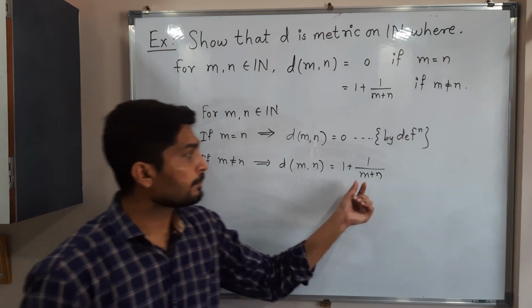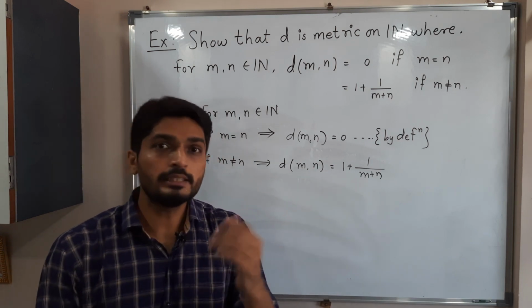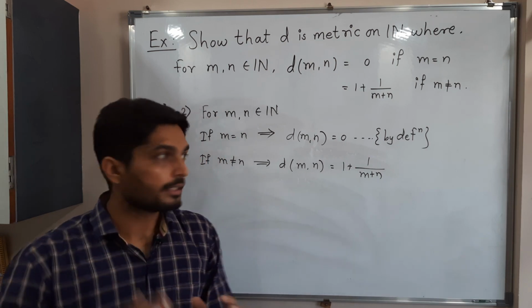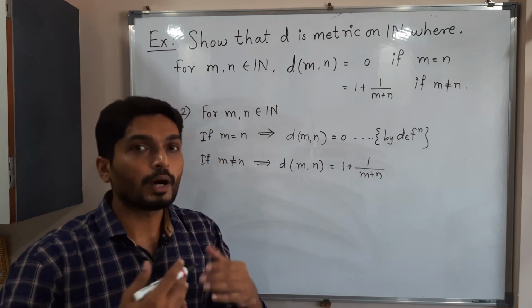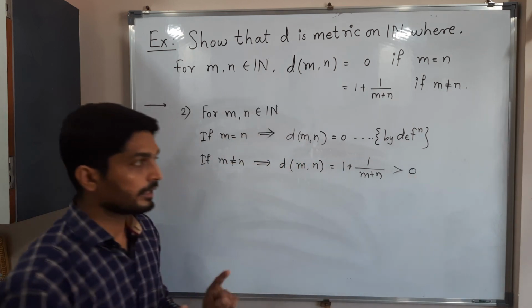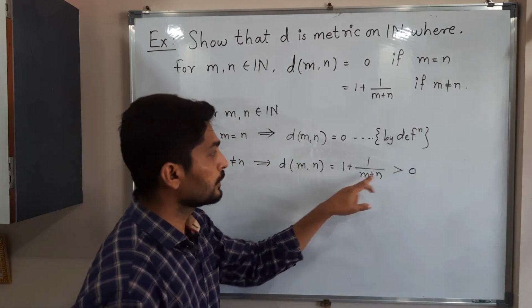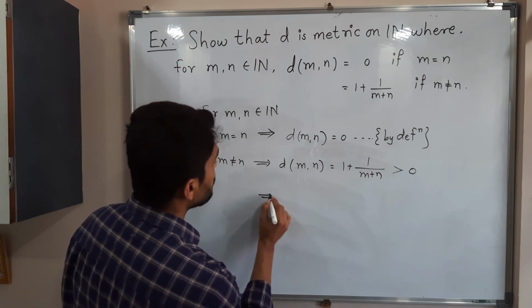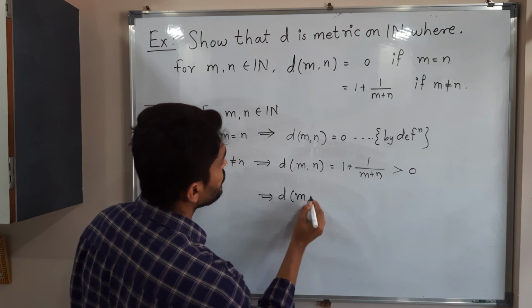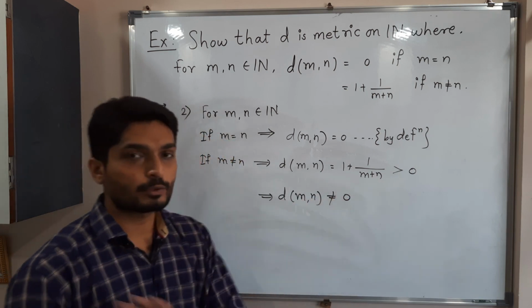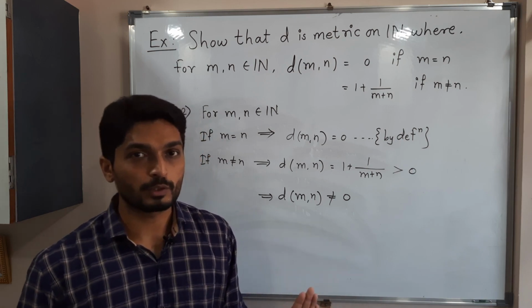Right? So m plus n is a natural number, so definitely this is a positive part. We are adding a positive part to 1, which again gives a positive number, so it is greater than 0. This one is also greater than 0, and the sum of these two is also greater than 0. That means d of m, n is not equal to 0. It's greater than 0, so 101% it is not equal to 0.